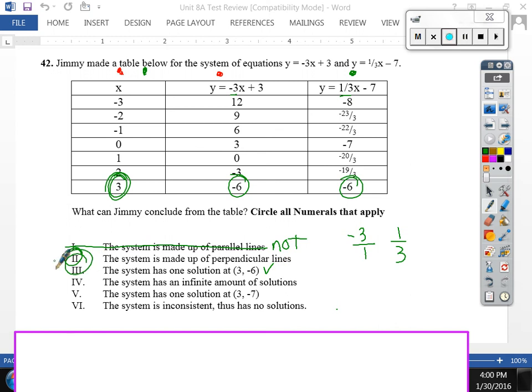It doesn't have an infinite amount of solutions because the slopes aren't the same. It also doesn't have one solution at 3, -7. This is y from the first equation, and this is y from the second equation. So that is not the point 3, -7. The system is inconsistent means it has no solutions, which would mean they were parallel lines. We've already determined they're not parallel lines, so that's also not true.